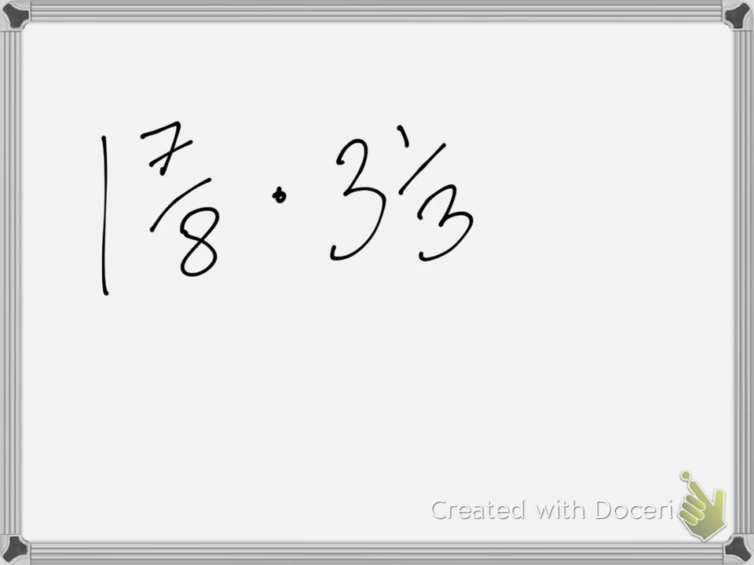What is going to probably be our second step after we turn them into improper fractions? Cross-canceling. Doesn't always happen, but it's pretty likely. And then our last step is to multiply and get our answer. Excellent. Do this in your notebooks.